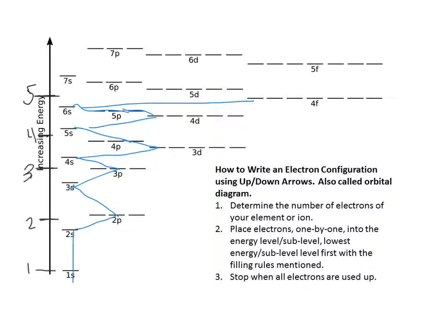Now, there's a way that we fill these, right? As remember here, we have to determine the number of electrons in your element or ion. We place electrons one by one into the lowest energy sublevel first, with the filling rules mentioned, and we stop when all the electrons are used up. So we're going to start putting electrons in this energy level first, then we'll move up to here, these three next, this one, these three next, etc. And we'll show you how to do that on the next page.